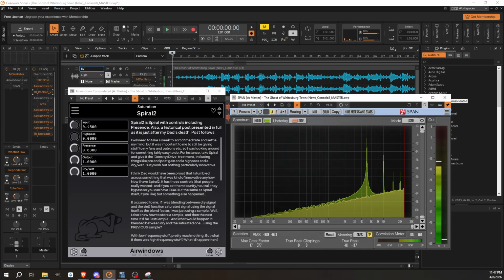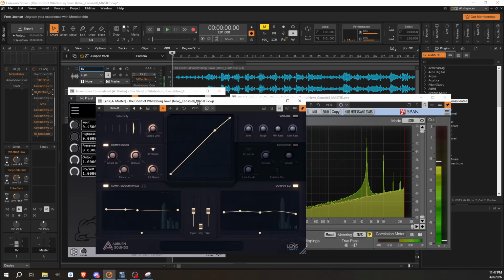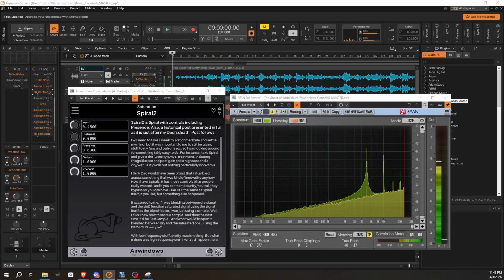I still have Auburn Sounds Lens in this chain. And I've decided not to use Auburn Sounds Lens. No shade to Auburn Sounds. Just, again, I'm working in 48 kilohertz. This would be no problem if I was working in 96 kilohertz, probably. All right, but here I've got Lens right here, and I was going to remove it. But before I did, I just happened to discover this.